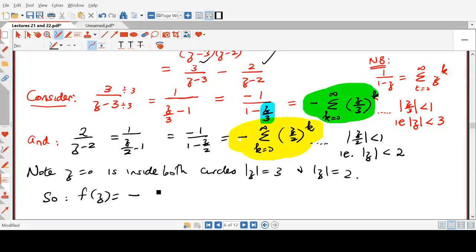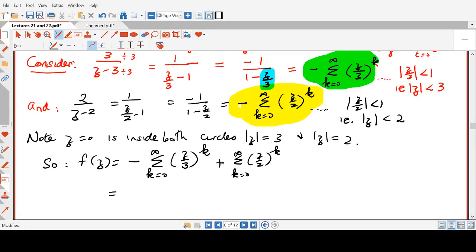It will be negative sigma z over 3 to the power k, k equals 0 to infinity. Minus times minus becomes a plus. You see, this is a minus here, and that minus times the yellow thing, which is minus, becomes a plus. And then the yellow stuff I write down: sigma z over 2 to the power k, k equals 0 to infinity.